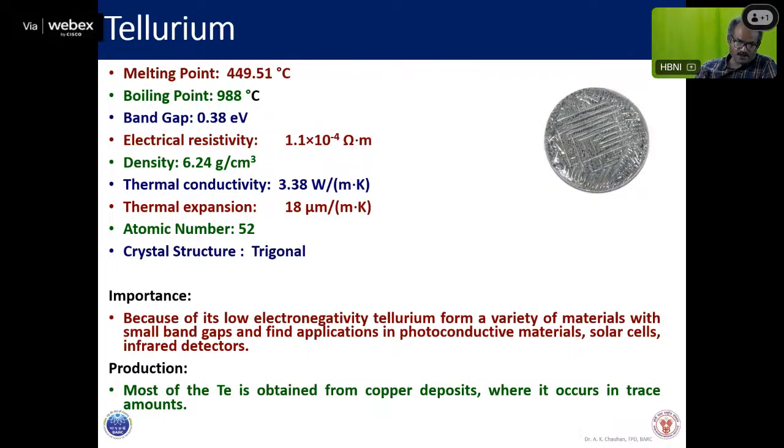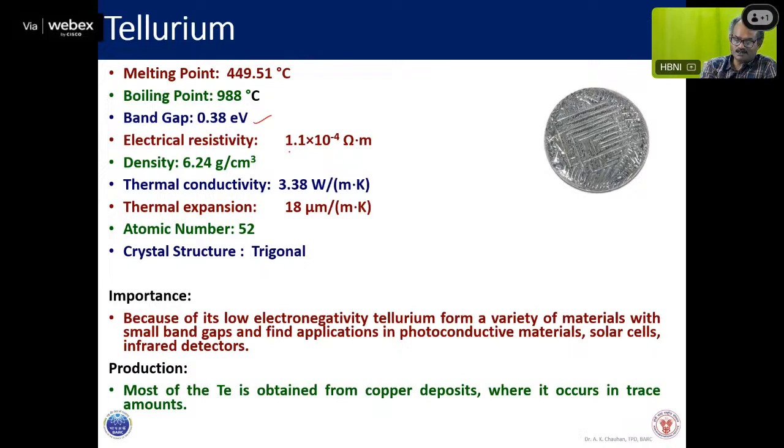Then there is another element, that is tellurium. Tellurium has a melting point of 449.5 with a boiling point of 988 degrees centigrade. Band gap is very small, 0.38 eV. And electrical conductivity is high. So even at room temperature, you will see it will pass a sufficient amount of current. You will not be able to differentiate whether it is actually a conductor or a semiconductor. But if you reduce the temperature, put it at liquid nitrogen, or even bring it to a lower temperature, then you can see the semiconducting behavior of this material.